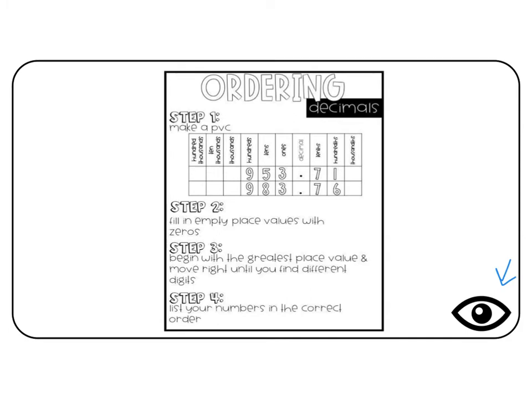Step 1 says we're going to make a place value chart. So here's our place value chart and 2 decimals. Step 2 says we're going to fill in any empty spaces with zeros if needed. We could put zeros in the thousandths here to show the placeholders. Step 3 says, just like we did yesterday, we're going to start with the greatest place value and move to the right until we find a difference.